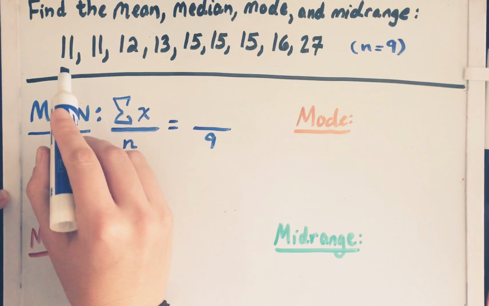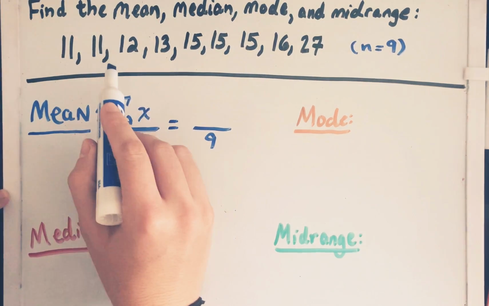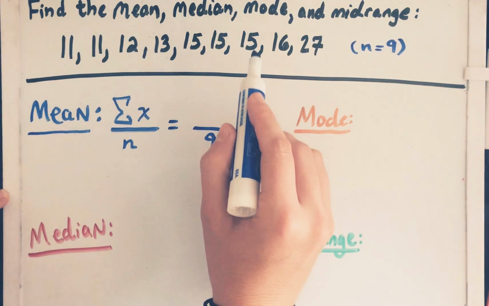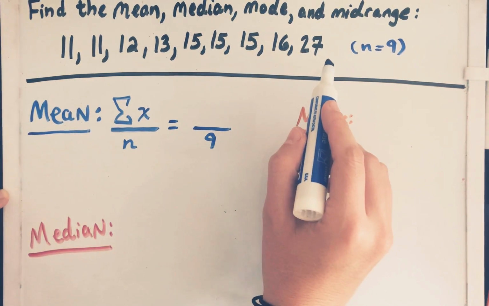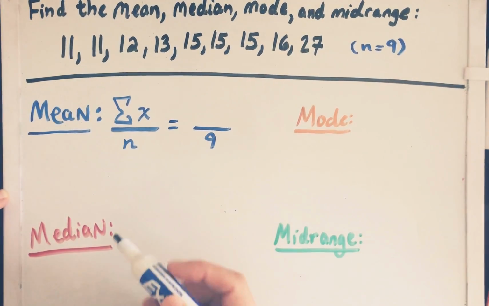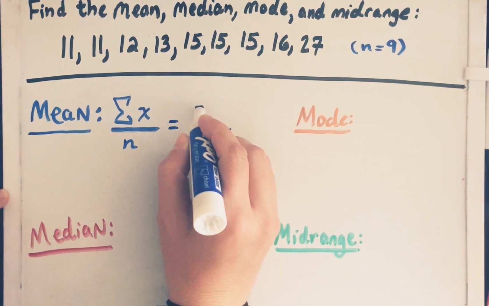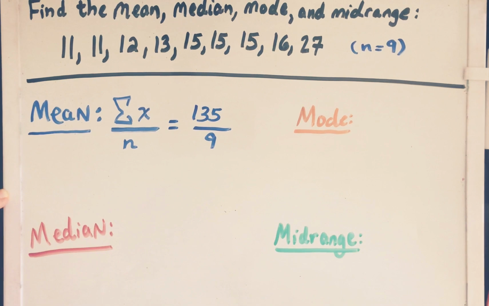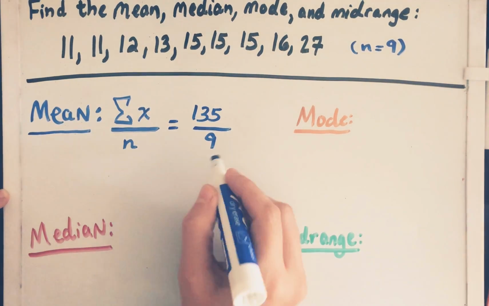So I need to take the calculator or by hand add 11 plus 11 plus 12 plus 13 plus 15 plus 15 plus 15 plus 16 plus 27. Go ahead and take a second to do that if you haven't already. Did you get 135? Great. Now divide 135 by 9 since there are 9 items in the set. Did you get 15? Awesome.